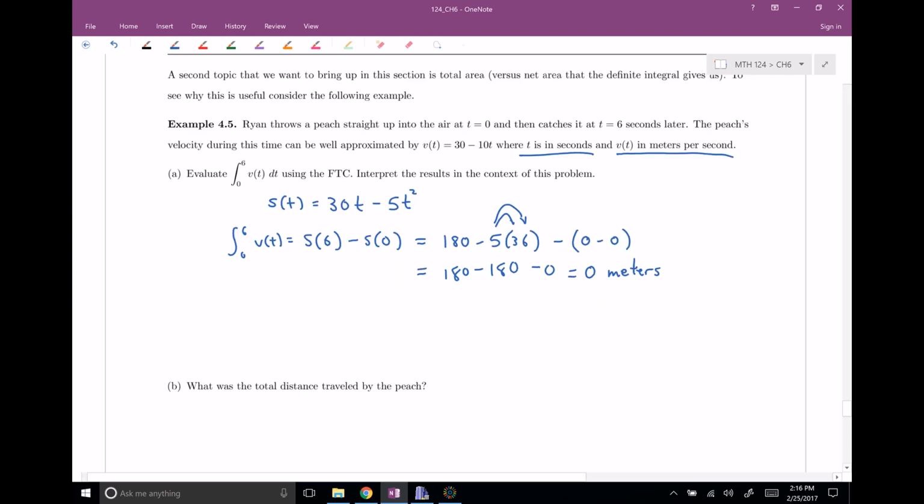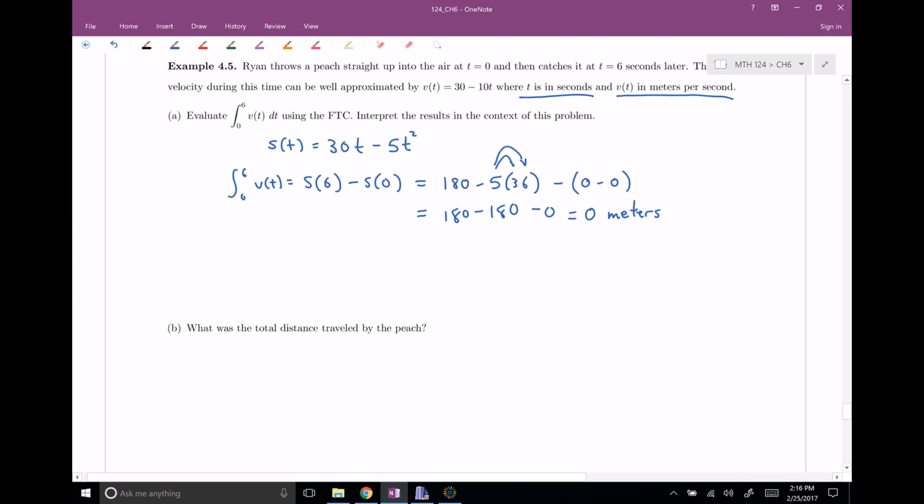Part B asks, what is the total distance traveled by the peach? So this is not just how much was it displaced, but how much total distance did it travel. And so the way that we can think about this is that for the first 3 seconds or so, it's going up, and then for the next 3 seconds, it's coming down.